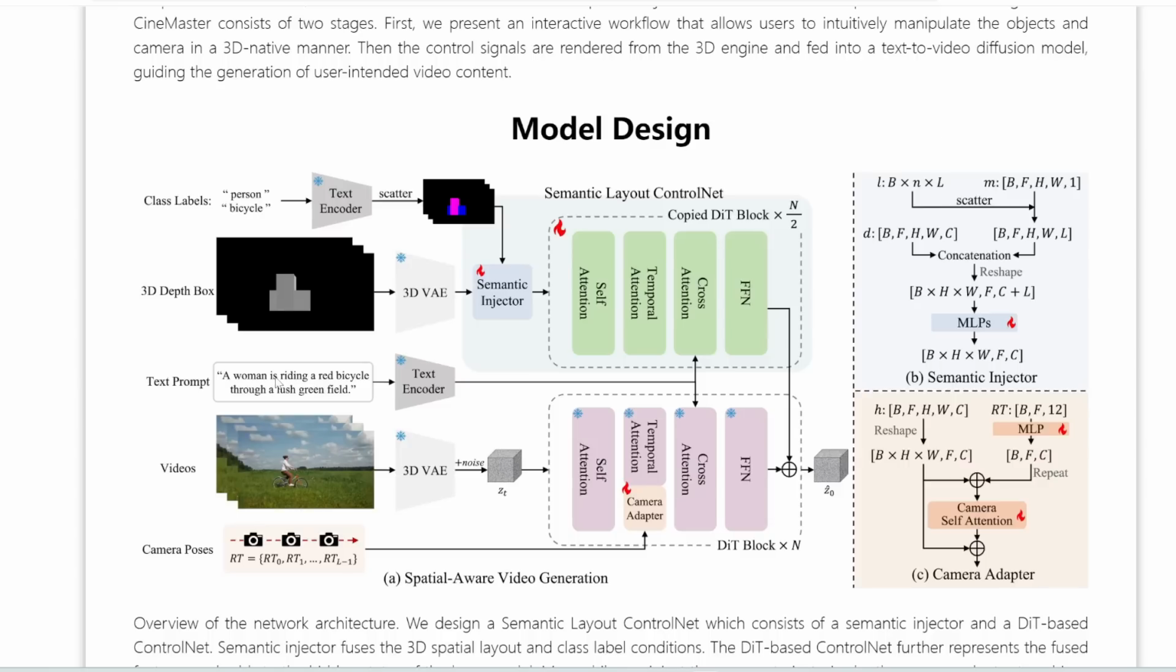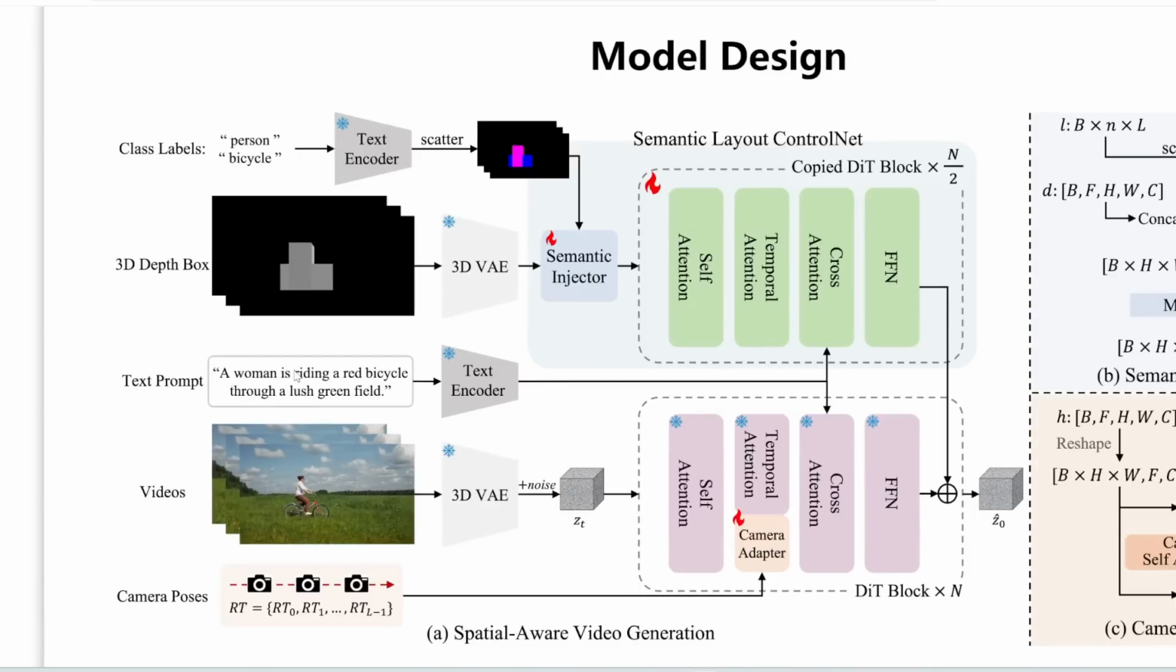First of all, your prompt is broken down into identifiable objects. So for example, if your prompt is a woman riding a red bicycle through a lush green field, well, this AI will detect that, all right, there's going to be a person and a bicycle. And then, of course, you also input some 3D model animations into here.